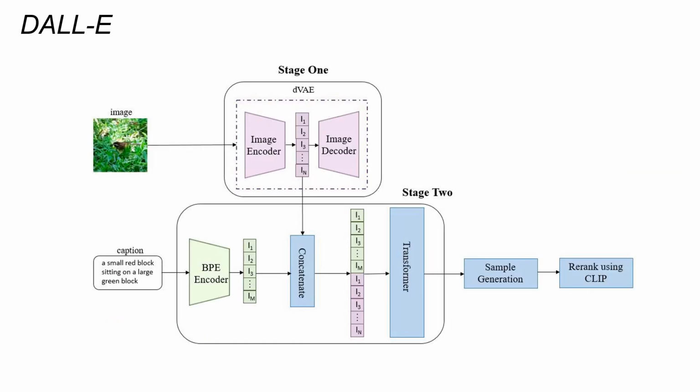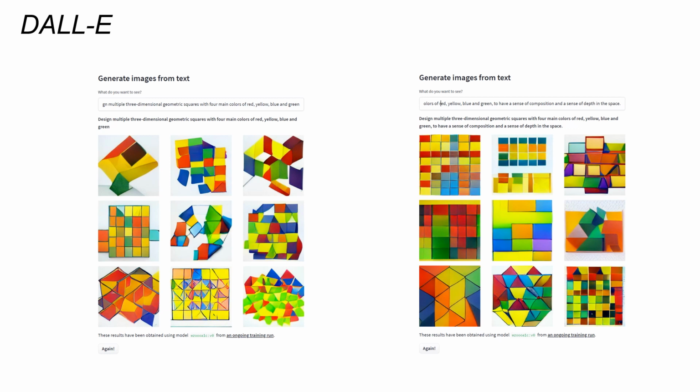This is the architecture of DALL-E. It has two stages. In the first stage, it trains a discrete variational autoencoder, or VAE, to compress each 256 times 256 RGB image into a 32 times 32 grid of image tokens, and each element has 8,192 possible values. And in stage 2, they concatenate the 256 BPE encoded text tokens with the 1024 image tokens and train an autoregressive transformer to model the joint distribution over the text and image tokens. DALL-E is able to generate diverse images from the description of the text.